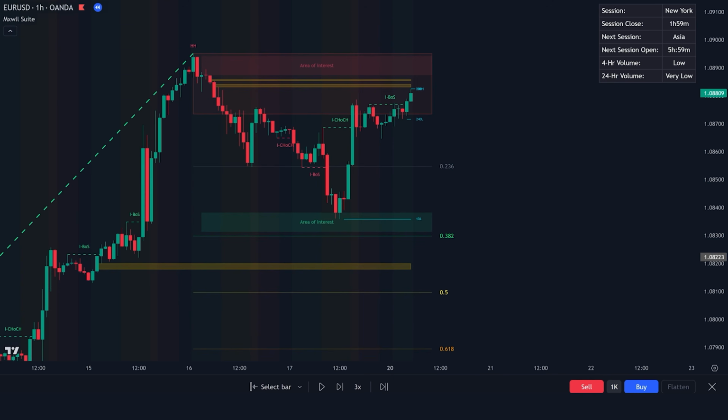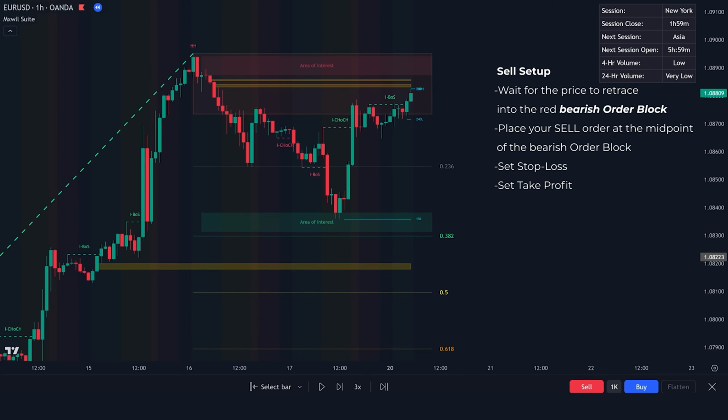Sell entry scenario with order block. The Mxwl Price Action Suite indicates a strong bearish trend, as evidenced by the price making lower highs and lower lows. Given this downward trend, we will be looking for a sell opportunity using the indicator's bearish order block. The bearish order block is highlighted in red.